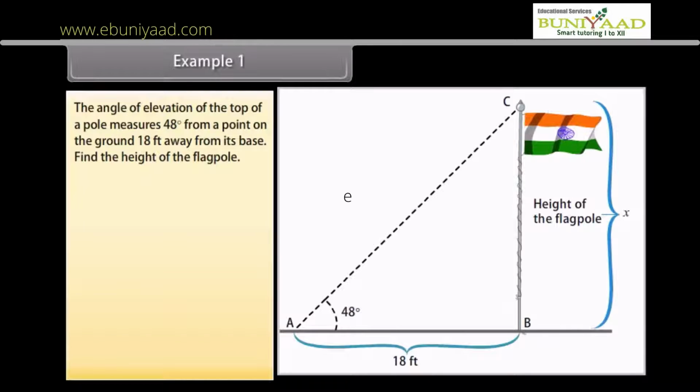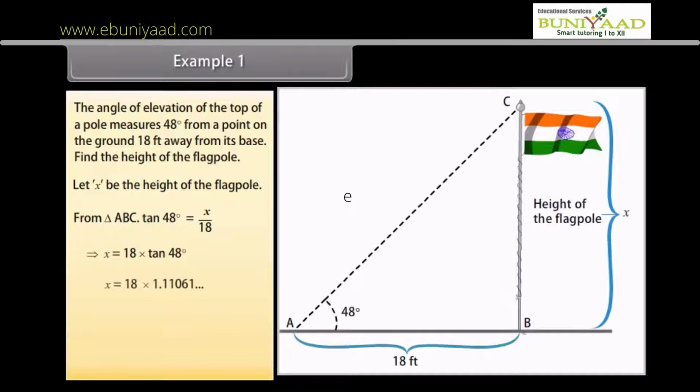Let's first visualize the situation. Let x be the height of the flagpole. From triangle ABC, tan 48 degrees is equal to x upon 18, which implies that x is equal to 18 into tan 48 degrees, which equals 18 into 1.11061 and so on, which is equal to 19.99102 and so on, which equals 20. So the flagpole is about 20 feet high.